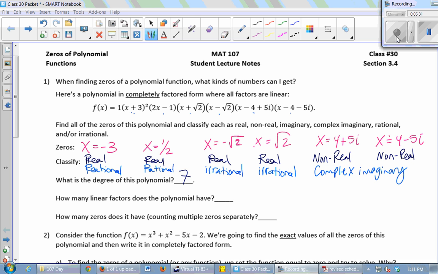How many linear factors does the polynomial have? Even if you count it twice, how many are there? 7. Yep. 1, 2, 3, 4, 5, 6, 7.